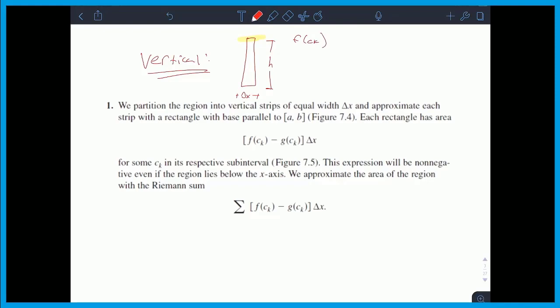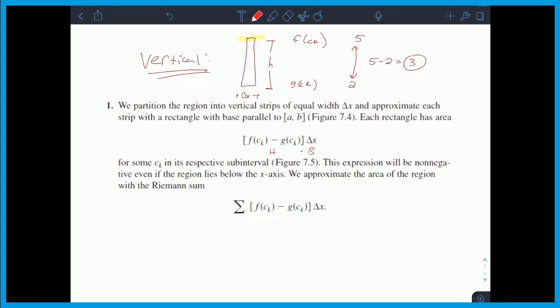And we're going to take g, which is the lower one right here. We use c sub k, and we subtract them. Because suppose this was 5 and this was 2, and I wanted to figure out how much distance is accumulated. It would just be 5 minus 2, or 3. And then we just multiply the height times the thickness, or the base. And that's how we get the area of our rectangle.